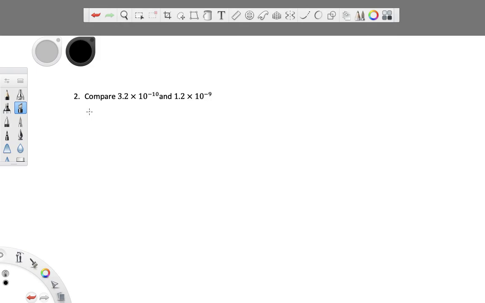Because if we think about it, minus 9 is a bigger number than minus 10. So therefore, 1.2 times 10 to the minus 9 is greater than 3.2 times 10 to the minus 10.